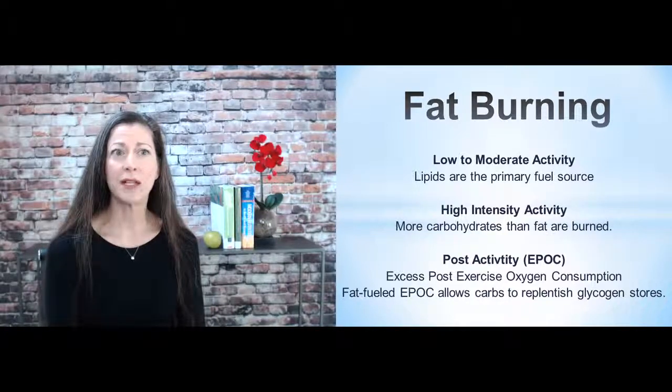When you exercise moderately, at about 65% of your VO2 max, lipids are the primary fuel burned. When you exercise intensively, in excess of 65% of VO2 max, muscle glycogen will be broken down and exceed the use of lipids. You will use your stored carbohydrates when you exercise intensively. However, fat oxidation will then occur with EPOC after bouts of high intensity activity. EPOC is excess post-exercise oxygen consumption.